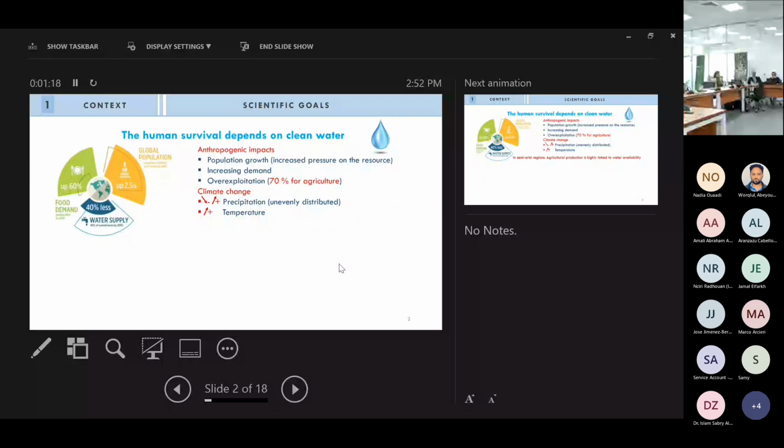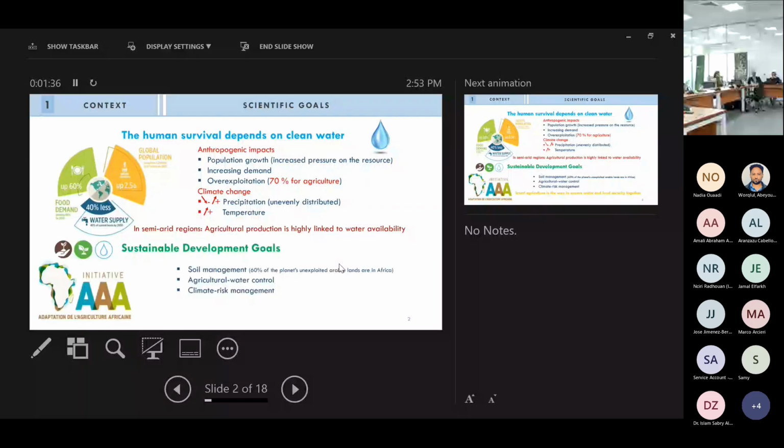One of the well-known initiatives is the Adaptation of African Agriculture to climate change, which has many objectives: soil management, agricultural water control, and climate risk management. So the solution is using smart agriculture to ensure at the same time water and food security.